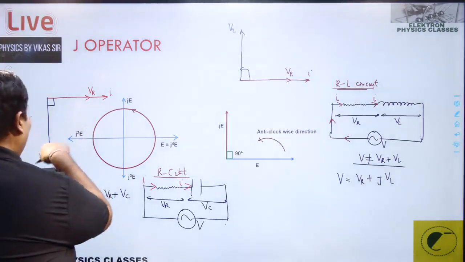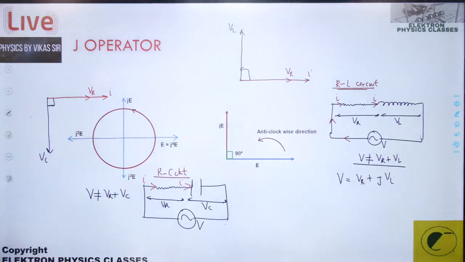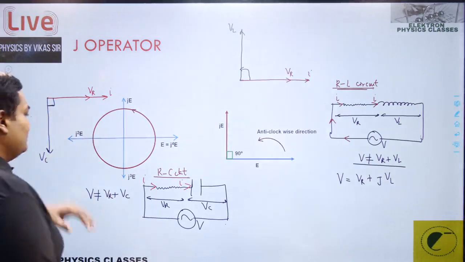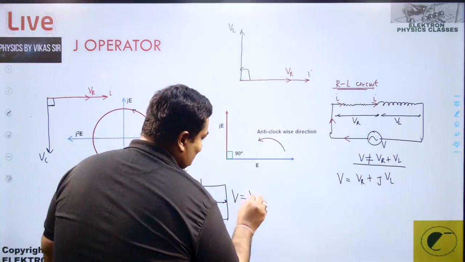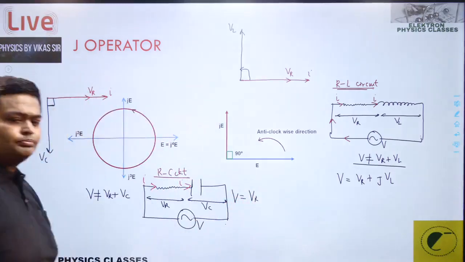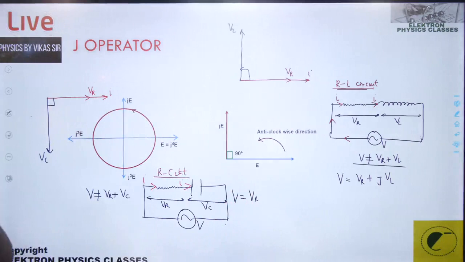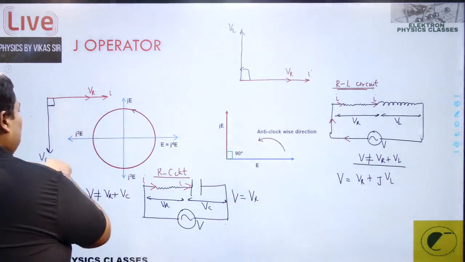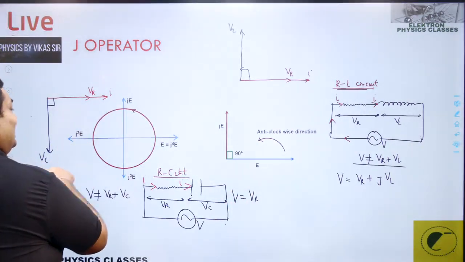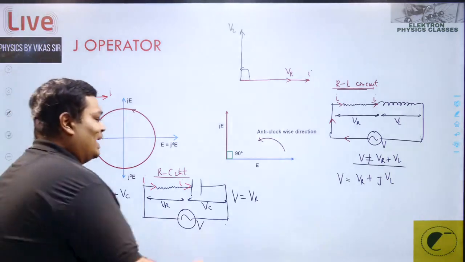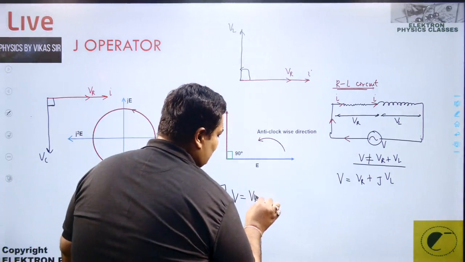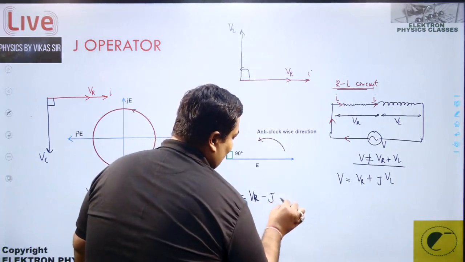VC is lagging VR. So if VC is lagging VR, how do we write it? We write V as equal to VR, and then there is supposed to be lagging. So lagging means how much? That should be minus J. Leading means plus J. Lagging means minus J. So that is VR minus J VC.